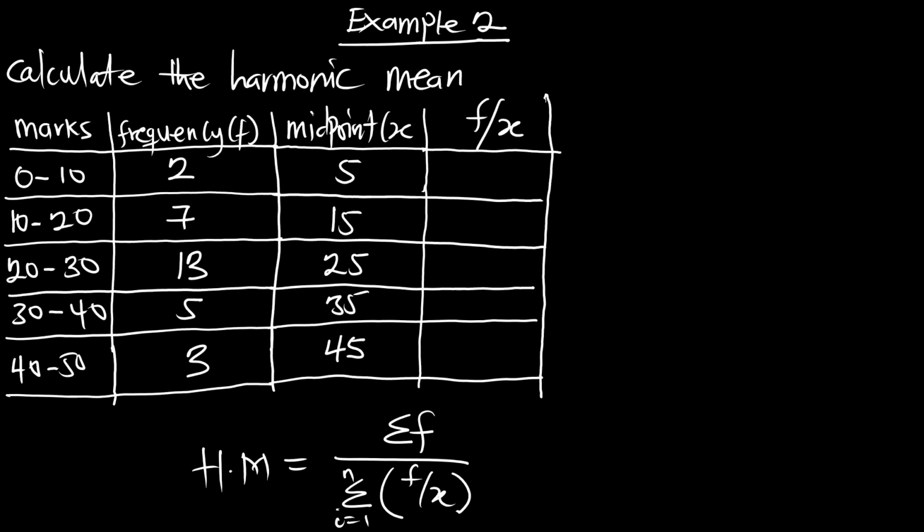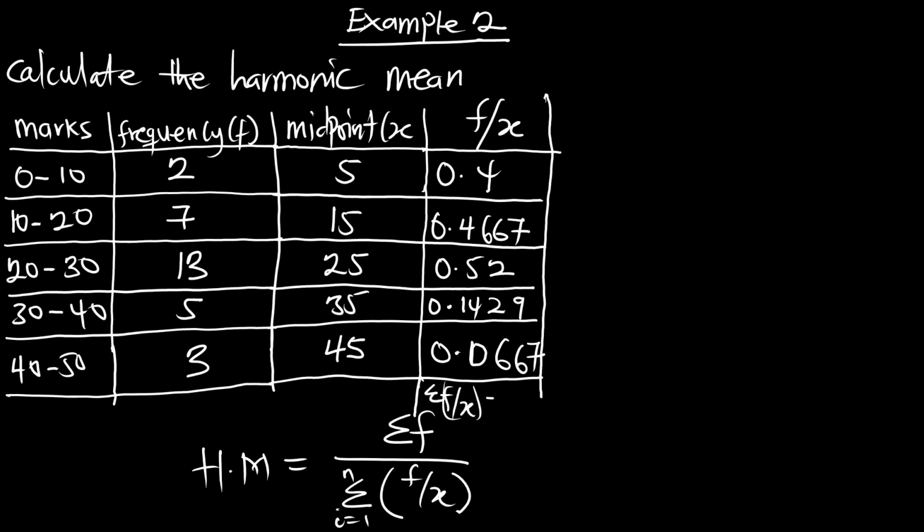So 2 divided by 5, that is 0.4. We also have 7 on 15, that is 0.4667. We have 13 on 25, that is 0.52. 5 on 35, that is going to be 0.1429. And 3 on 45, that is going to give us 0.0667. So after everything, we are going to find the summation of f on x.